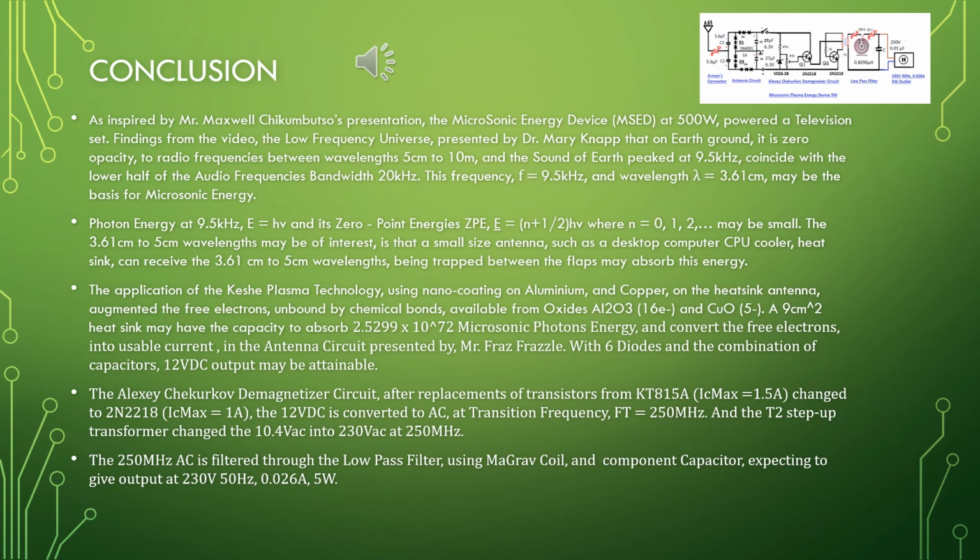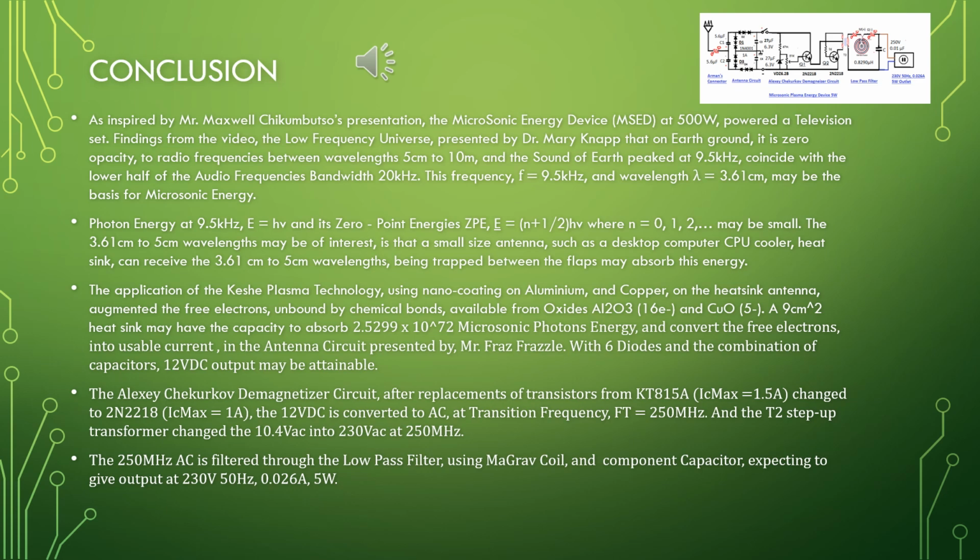The application of the CAS plasma technology using nano coating on aluminum and copper on the heatsink antenna augmented the free electrons unbounded by chemical bonds available from oxides, Al2O3, 16 free electrons, and CuO5, 3 electrons. A 9 cm square heatsink may have the capacity to absorb 2.5299 times 10 to the power 72 microsonic photon energy and convert the free electrons into usable current in the antenna circuit presented by Mr. Fresel. With 6 diodes and the combination of capacitors, 12-volt DC output may be attainable.